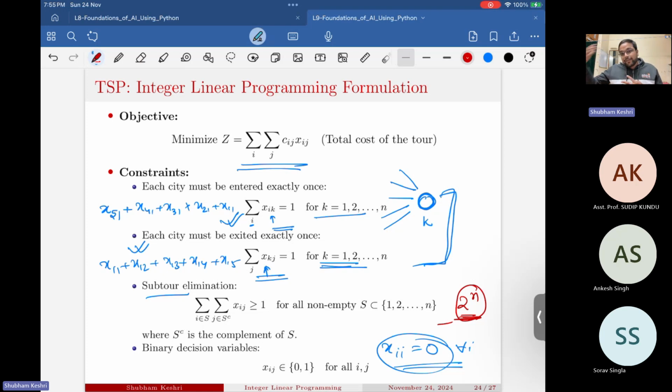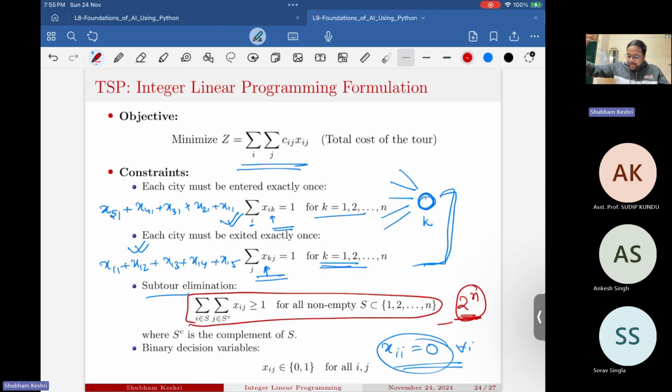So if n becomes 50, it is 2 to the power 50 number of constraints, and it is very, very high. If you cannot imagine, just try to do it in a computer. 2 to the power 5, 6, 7, 8, it grows exponentially. And that is why traveling salesman problem is one of the hardest problems to solve. It is very difficult to solve traveling salesman problem because of this kind of constraints.